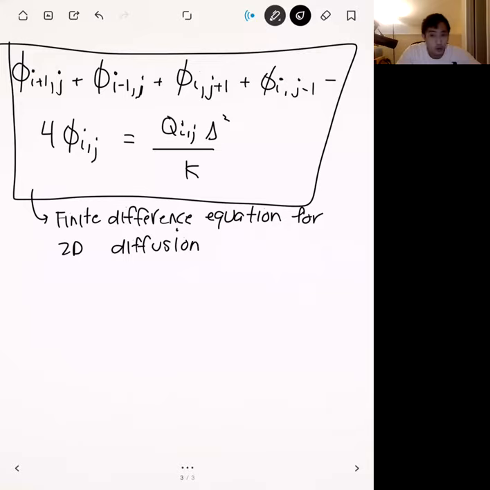And so what you would want to do is take this equation here and apply it to the different nodes in your grid or in your domain, and then from that you'll be able to get a set of algebraic equations.